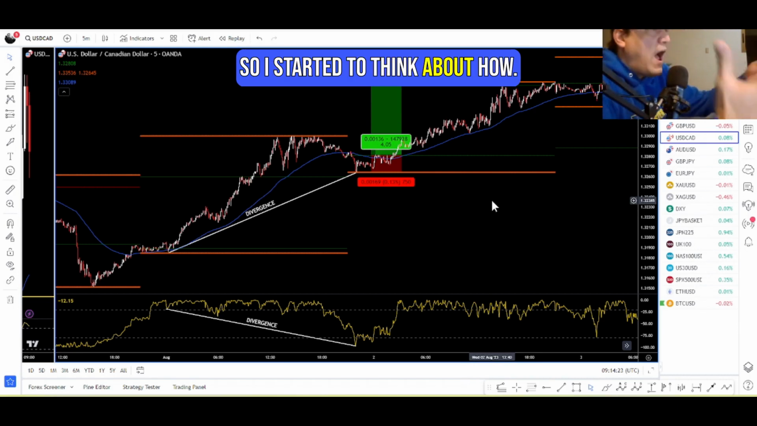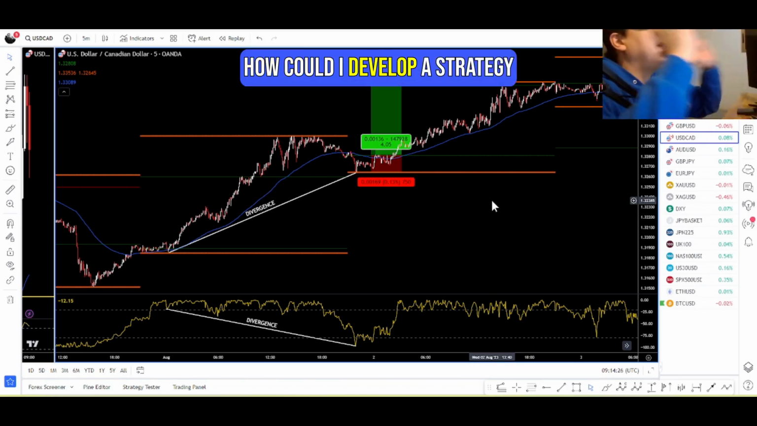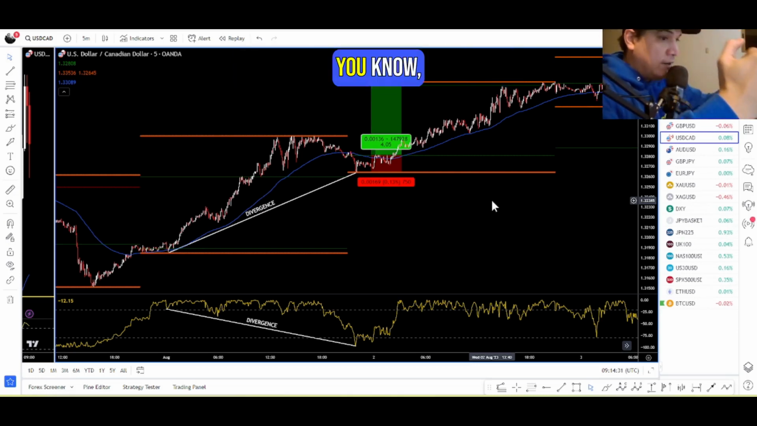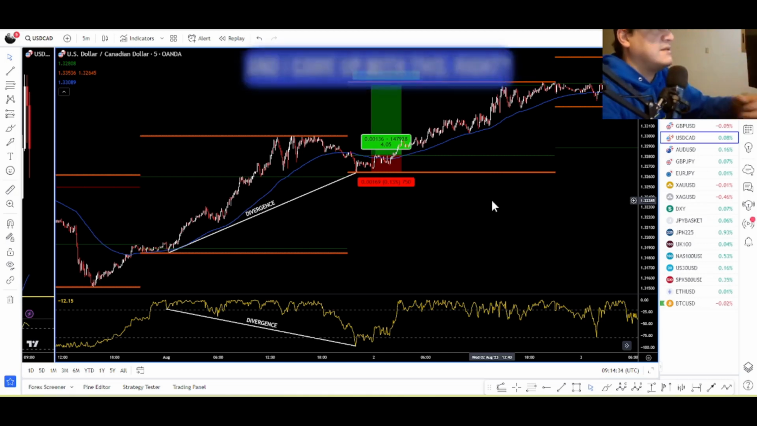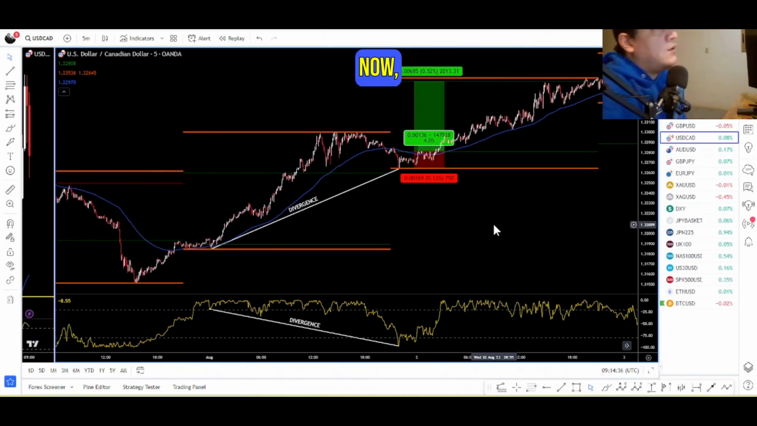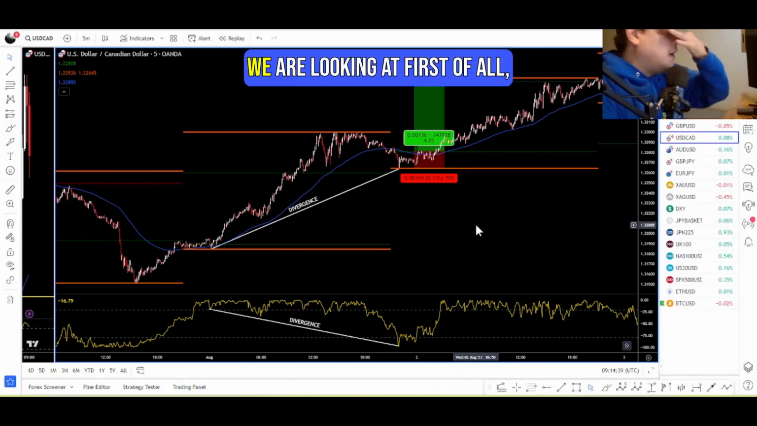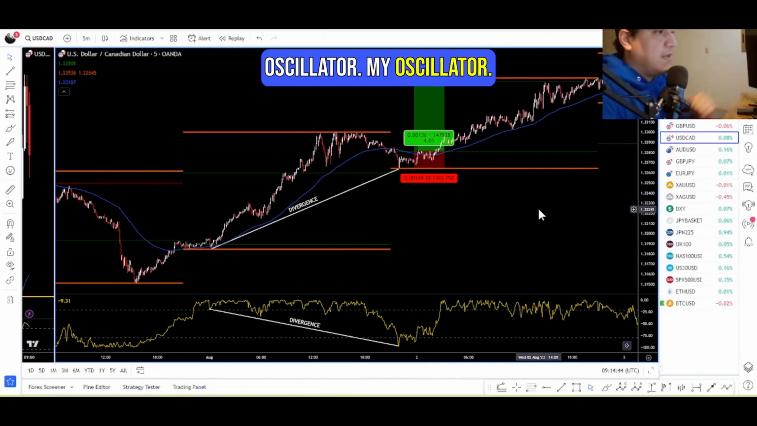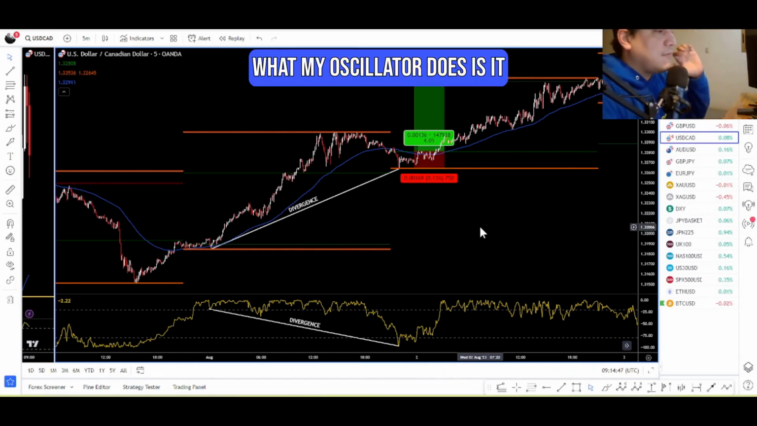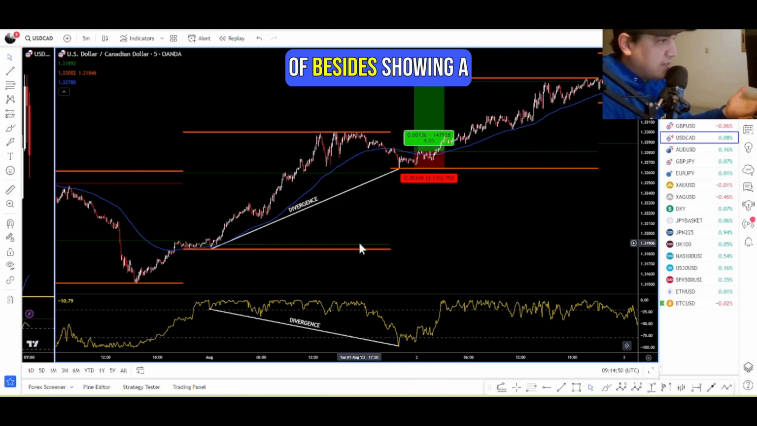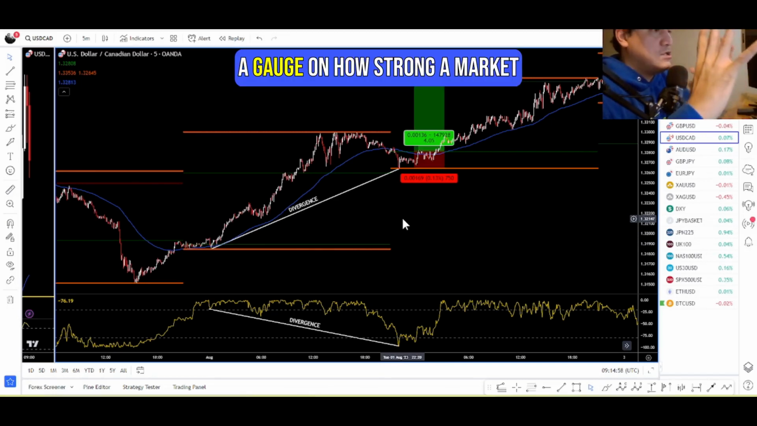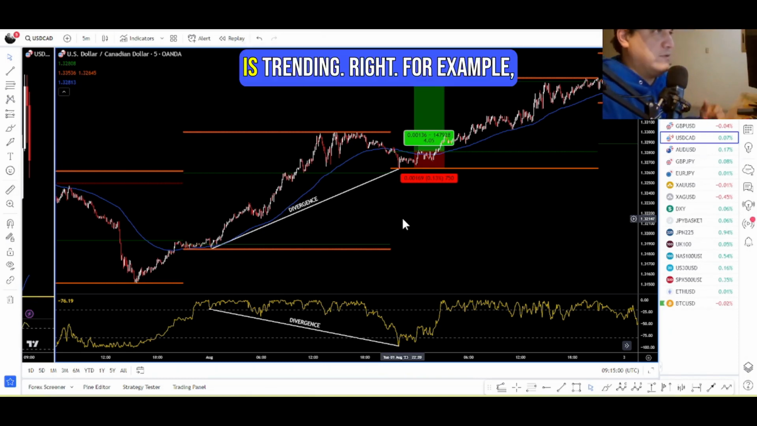So I started to think about how could I trade this? How could I develop a strategy that gives me the way to monetize on this? And I came up with this, right? Now, this is what the F1 strategy does. We are looking first of all, let's have a look at my oscillator. What my oscillator does is, besides showing a true divergence, it gives me a gauge on how strong a market is trending, right?